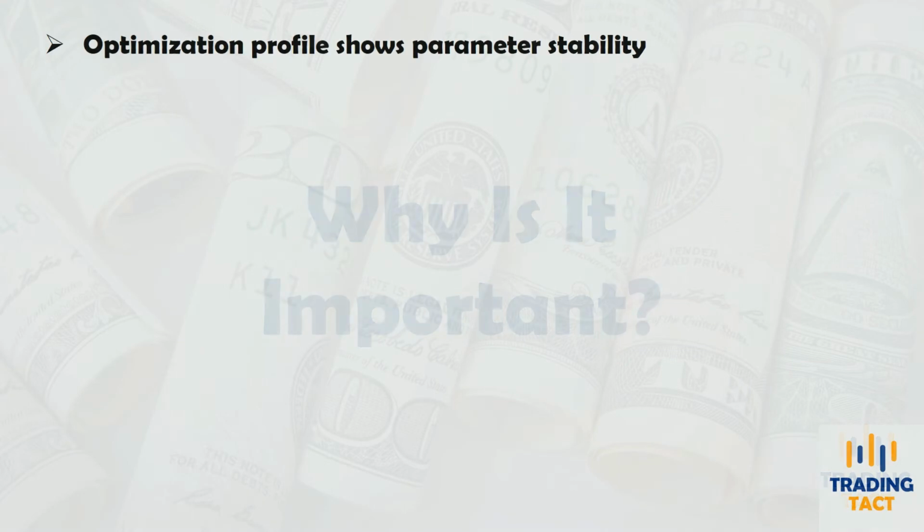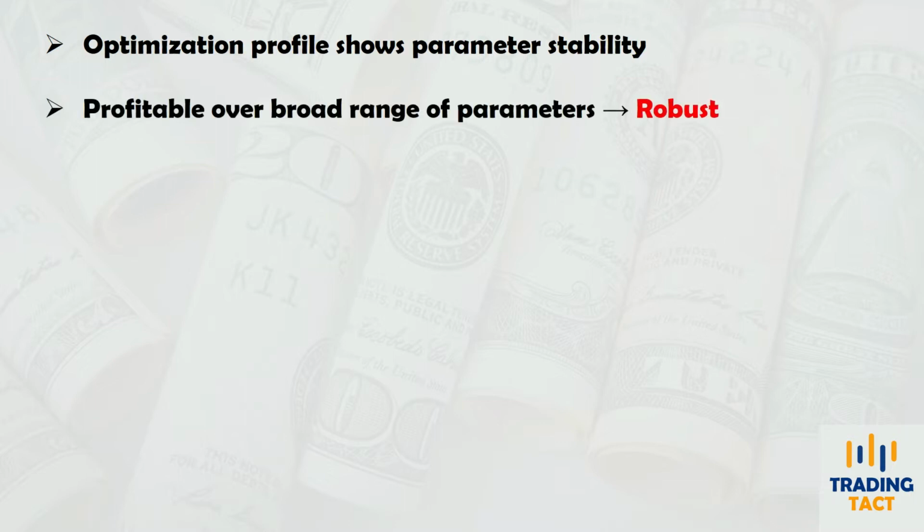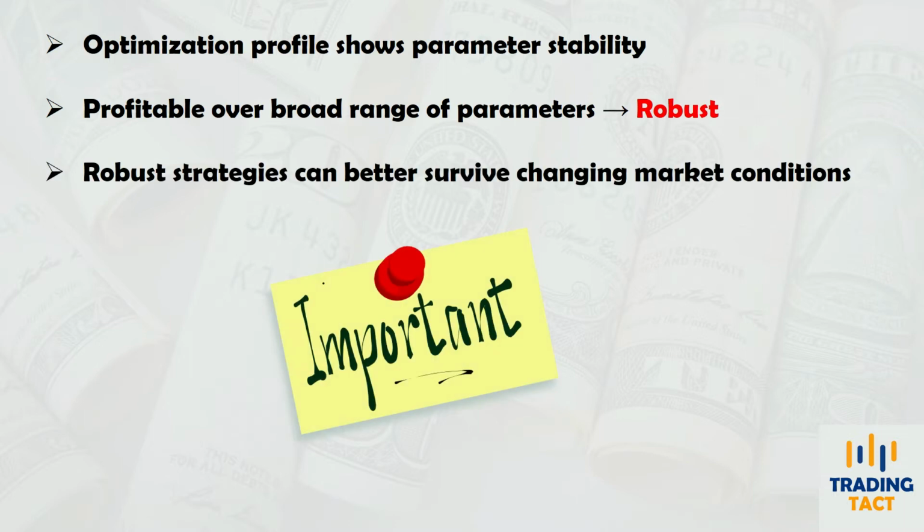The optimization profile reveals your strategy's parameter stability. In other words, will it remain profitable when your parameters change? Robust strategies remain profitable over a broad range of parameters. Such strategies are resilient to changing market conditions, and are more likely to remain profitable in live trading.